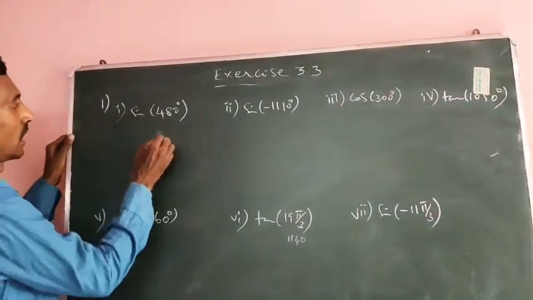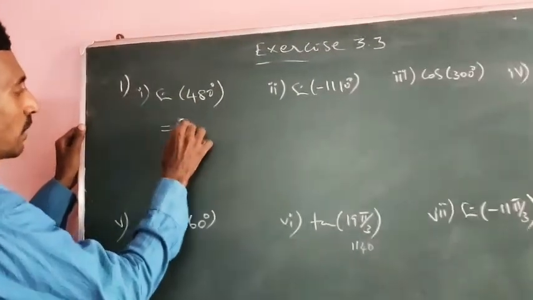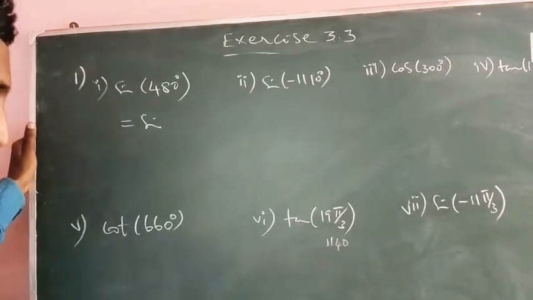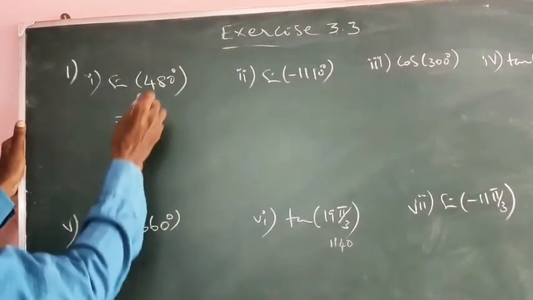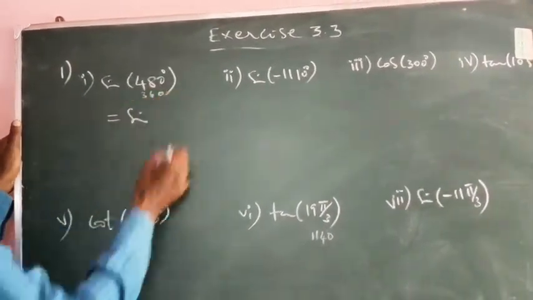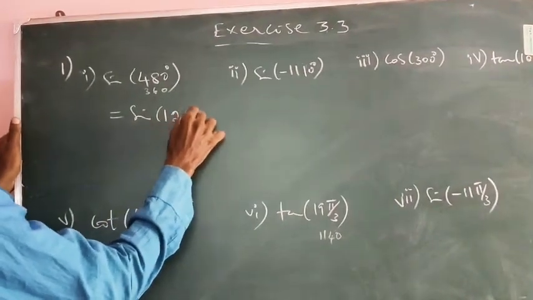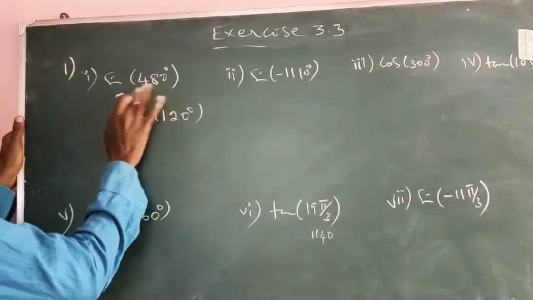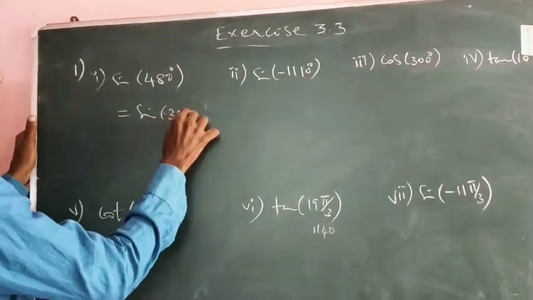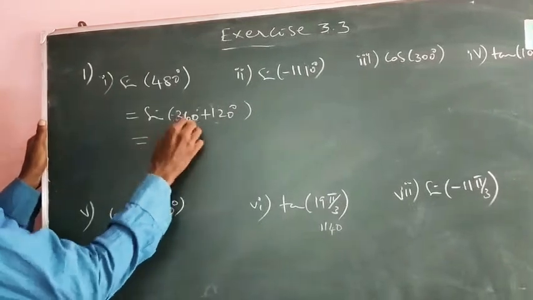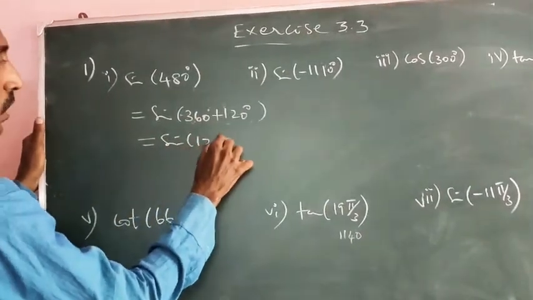Look here, sine 480 can be written as sine of... So if we leave 360, what is remaining? We are getting 120, sine 120. So 480 can be written as 360 plus 120, and we can write this as sine 120.